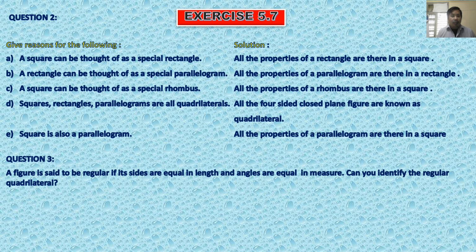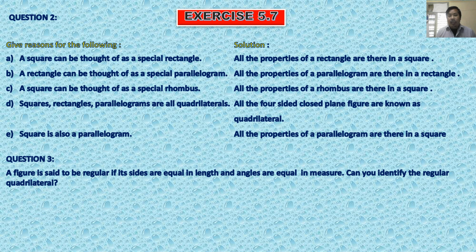In question number 3, we have the question like this: a figure is said to be regular if its sides are equal in length and angles are equal in measure. Suppose a figure has all the sides equal and the angles also equal in measure. Suppose any figure, maybe three-sided, four-sided, five-sided, six-sided, doesn't matter. If all the sides are equal as well as all the angles are equal, then it is called a regular figure.